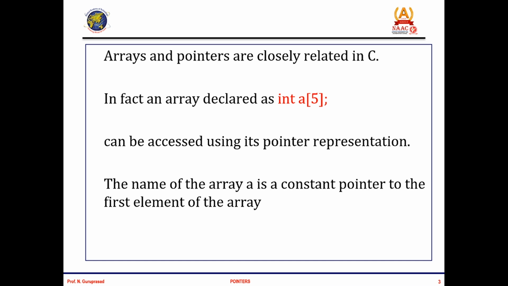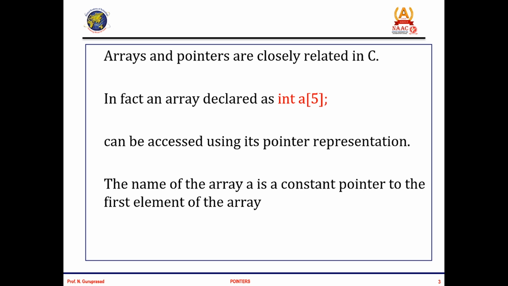In fact, an array, for example, if it is declared as int a[5], can be accessed using its pointer representation. That is because the name of an array, a, is a constant pointer to the first element of the array. So actually speaking, arrays and pointers are synonymous in terms of how they are used to access memory.